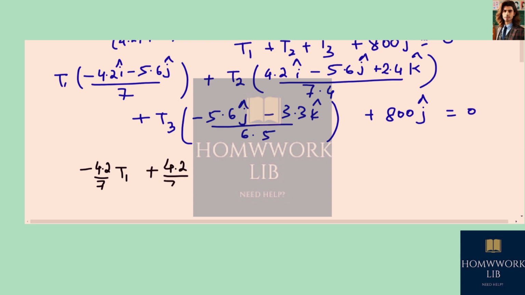So plus 4.2 by 7.4 T2, and from here there is no i component, so this is equal to 0. That's the one equation that we get.